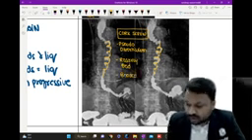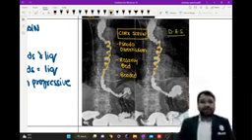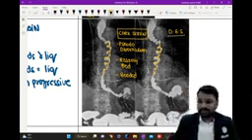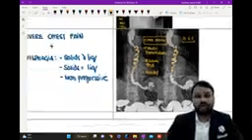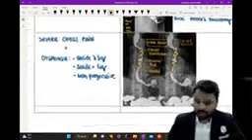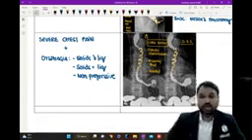All these point towards diffuse esophageal spasm. DES stands for diffuse esophageal spasm, which is classical for the corkscrew appearance, right? So the single best answer is going to be corkscrew appearance.